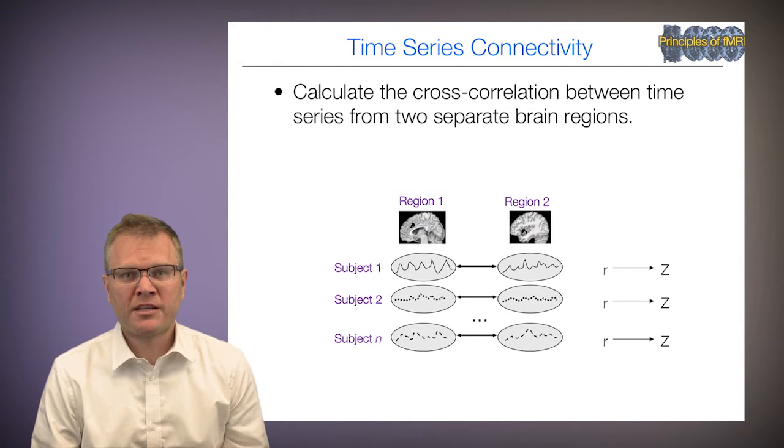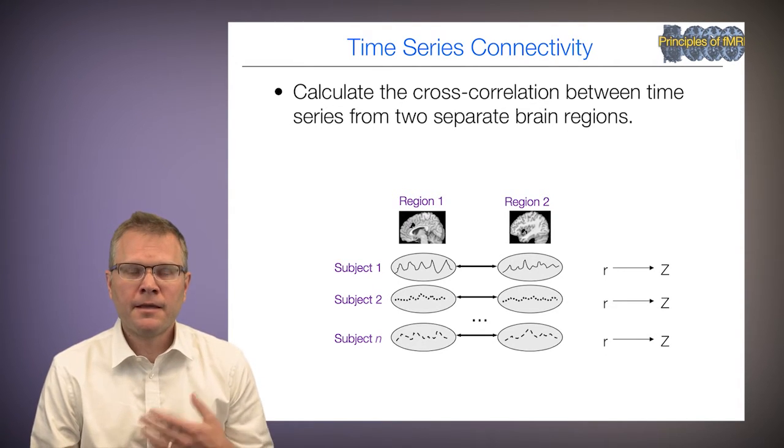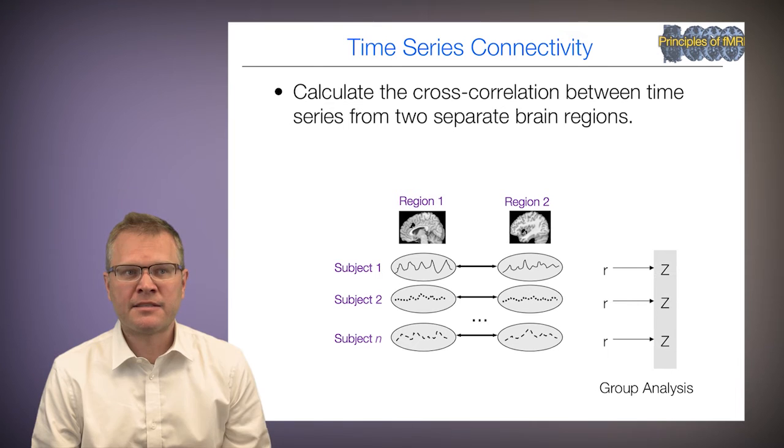Sometimes we also transform them using the Fisher transformation from the correlation R to the Fisher transform correlation Z. Now we can do this for multiple subjects. In this cartoon we do it for n different subjects and then perform group analysis on the Z-scores. We usually do it on the z-scores rather than on the original correlations because the z's are normally distributed. That's one of the effects of doing the Fisher transformation.